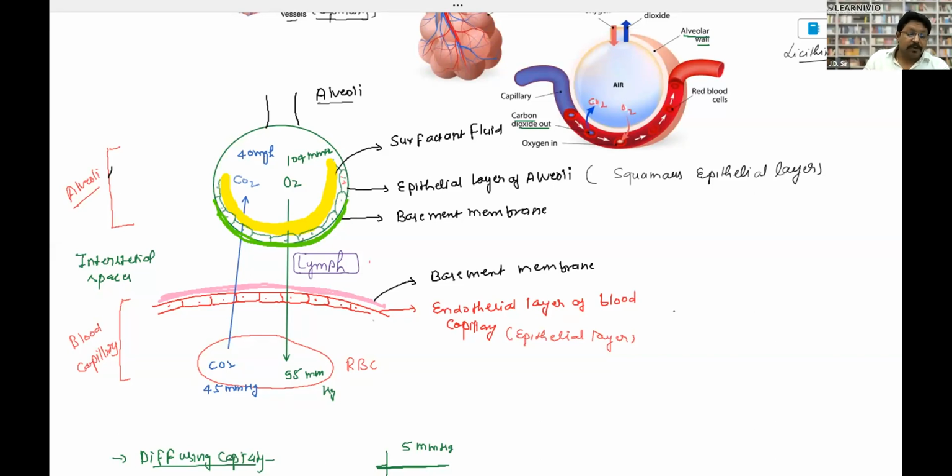Again, the partial pressure of carbon dioxide is more in RBC, 45 mmHg. It is 40 mmHg inside the alveoli. That's why the transportation of carbon dioxide takes place from RBC to alveoli. Is that clear or not? Tell me.